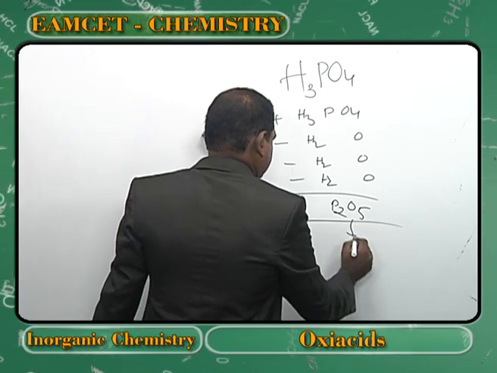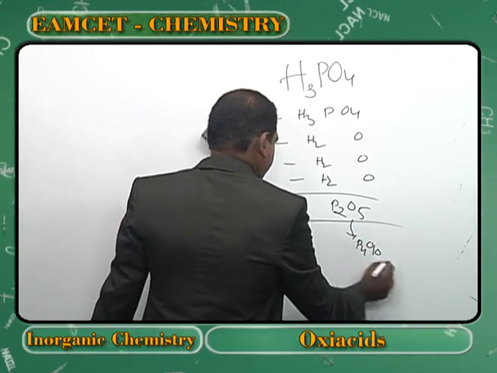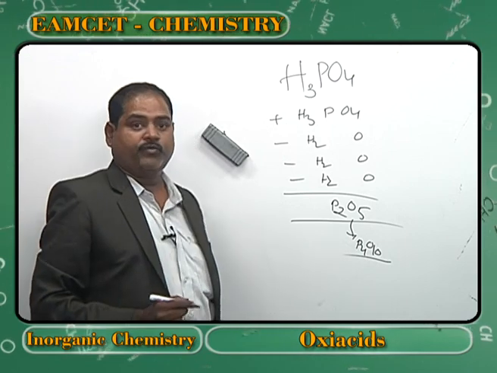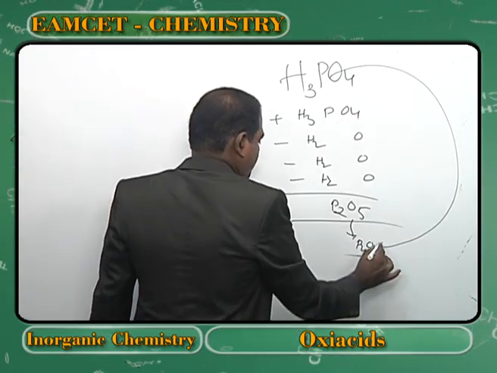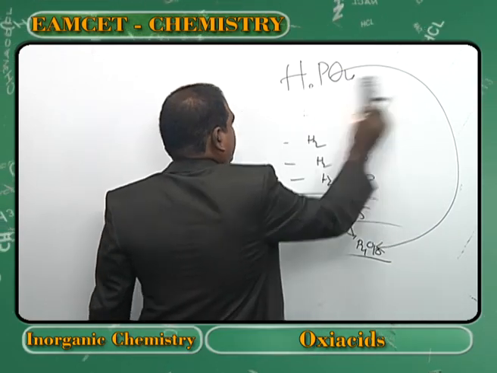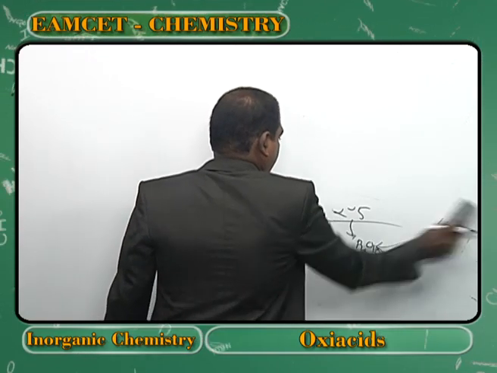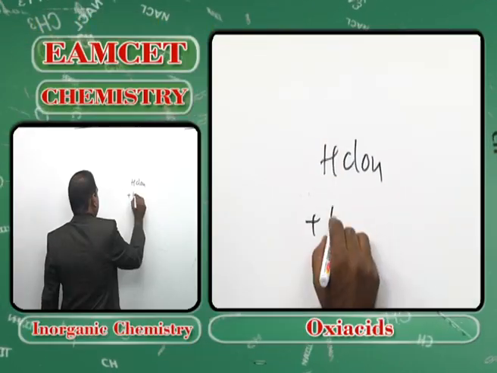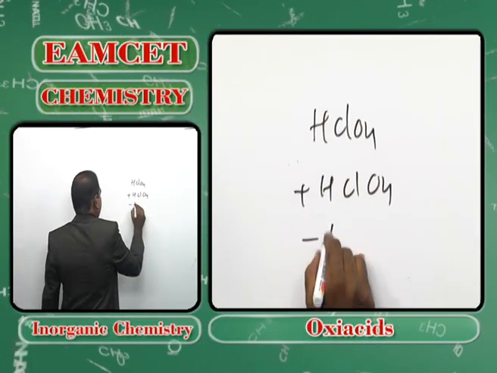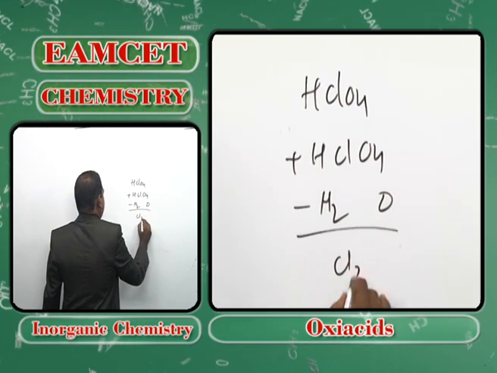P2O5, which exists as P4O10. P2O5 only exists as P4O10, phosphorus pentoxide. So what is the anhydride of H3PO4? It is straight away P4O10. So what will be the anhydride of HClO4? You have a field day with as many acids as you know. HClO4, HClO4, minus H2O, Cl2O7.